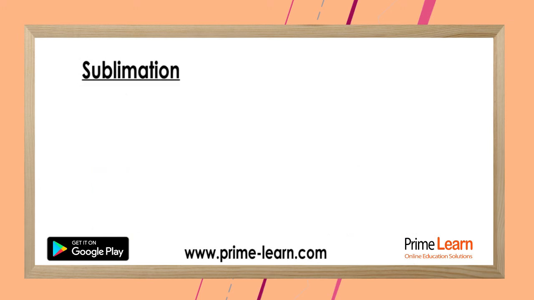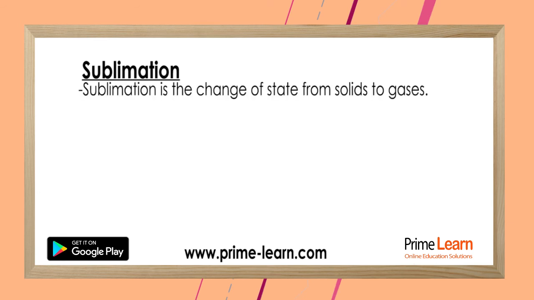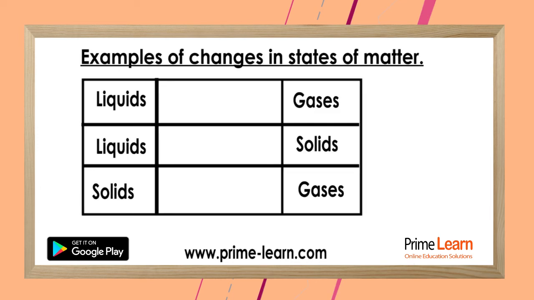Lastly, we have looked at sublimation, and we have said sublimation is the change of state from solids to gases. And I have my table here. We can use it to summarize whatever we have been learning in this lesson. First of all, we have said that we have 3 states of matter. We have the liquids, as you can see them. We have the gases, as you can see them. And still, we have the solids, as you can see them on our table.